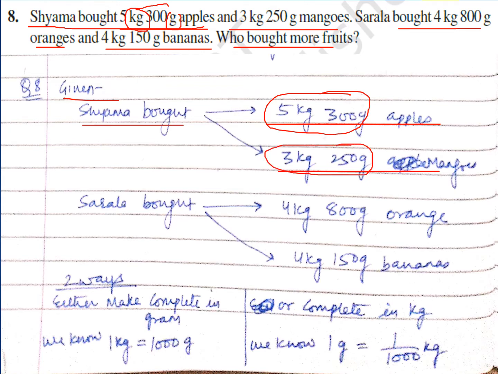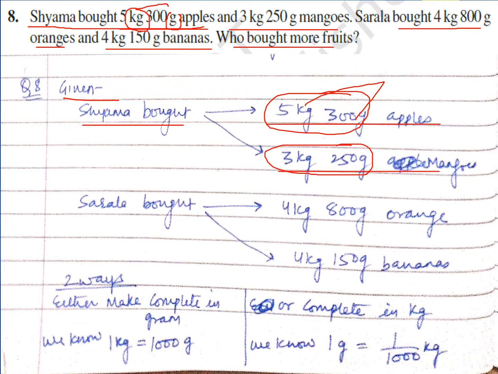You can add them directly also, no issue, but I prefer to completely make them single unit. I don't like these compound units. Personally, I try to make them single unit. Either I will make both in kg or both in grams. What is easy for me, I will decide later on, but I will make it a single unit only. I will not take 2 units at a time.